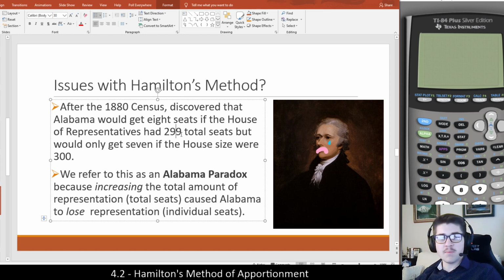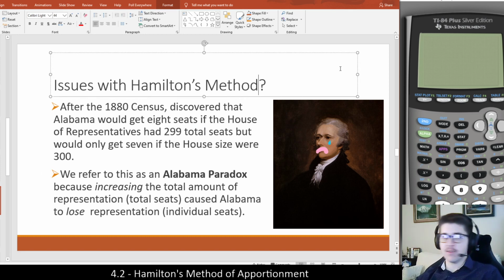So basically, let's say that they used a house size of 299 total seats. In that scenario, they calculated that Alabama would get 8 seats with the numbers that they had by using Hamilton's method. But let's say they increased the number of seats up to 300. They noticed that Alabama actually got fewer seats by increasing the seats. And the issue with the paradox here is they are increasing the total representation by 1, but instead of someone gaining a seat as you would expect, what actually happened is Alabama ended up losing a seat under all of those calculations.